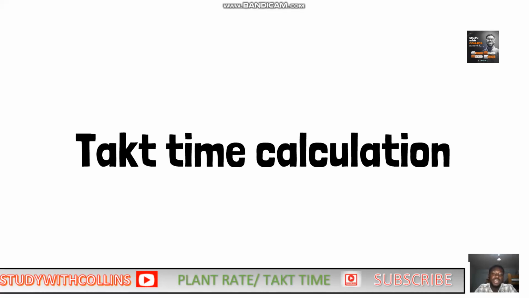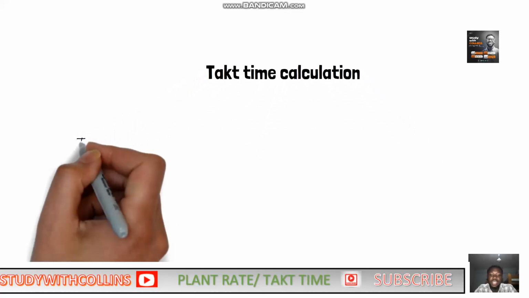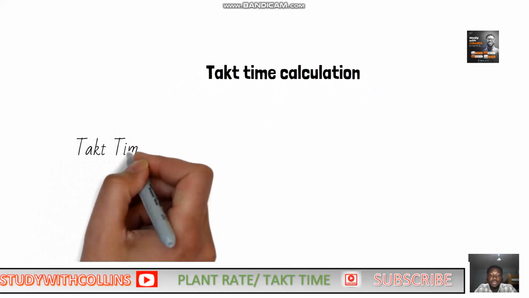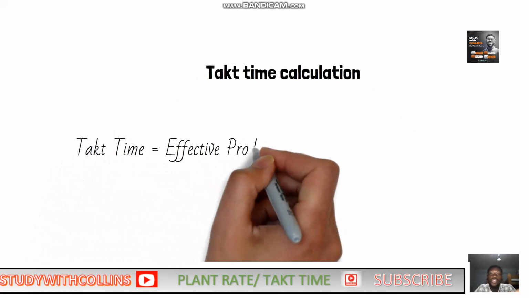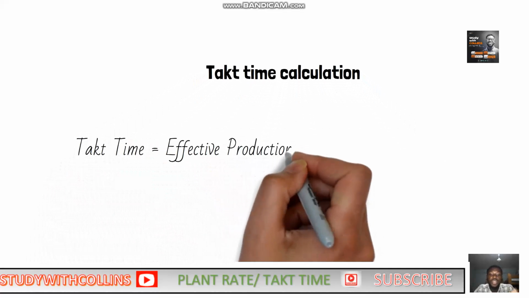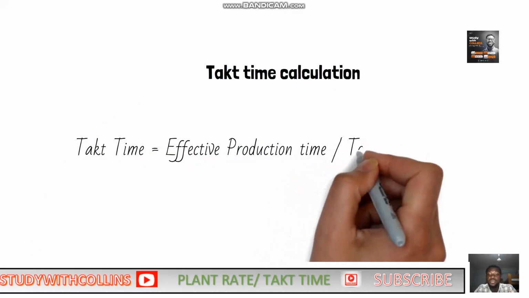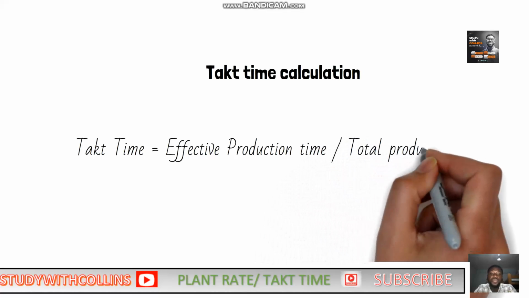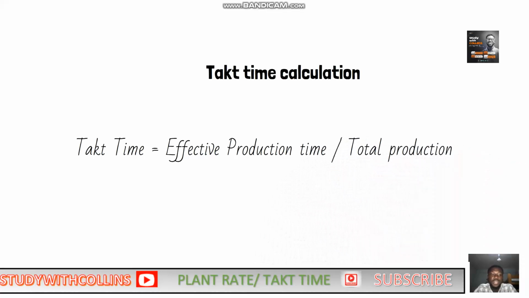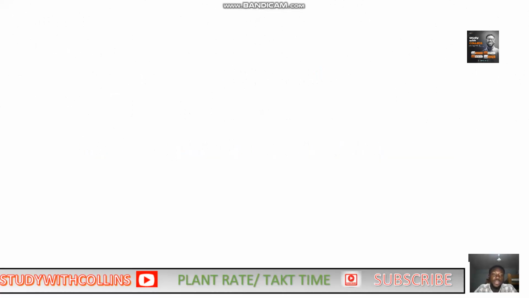Takt time is the same as production rate or plant rate, and it is the rate at which operations, processes, parts, components and so on must run in order to meet production goal. So the formula for takt time is the effective production time over the total production.